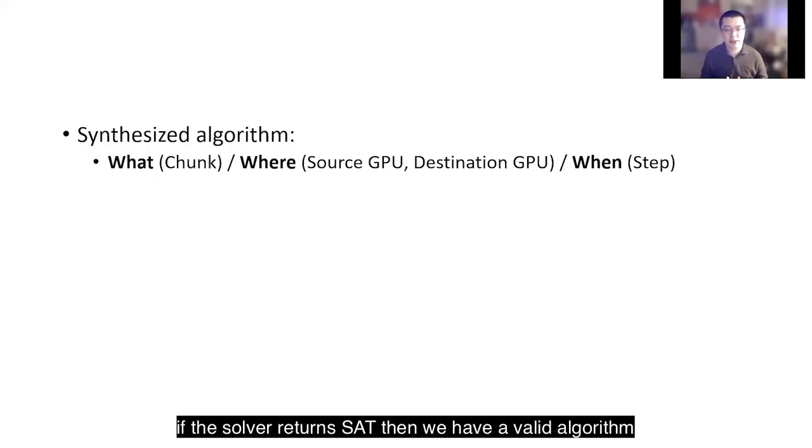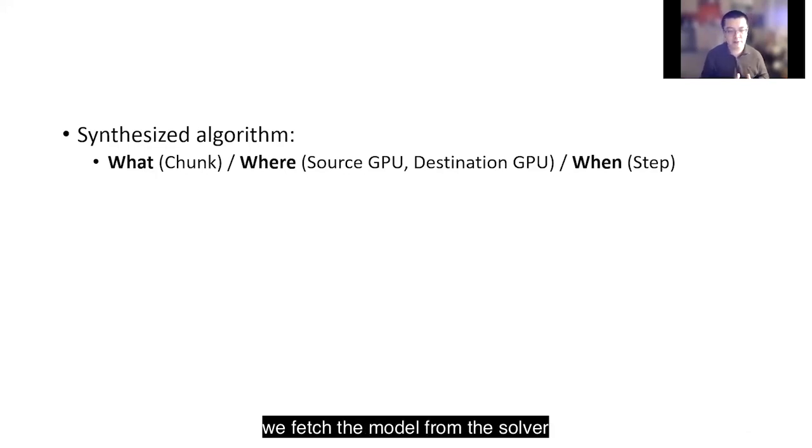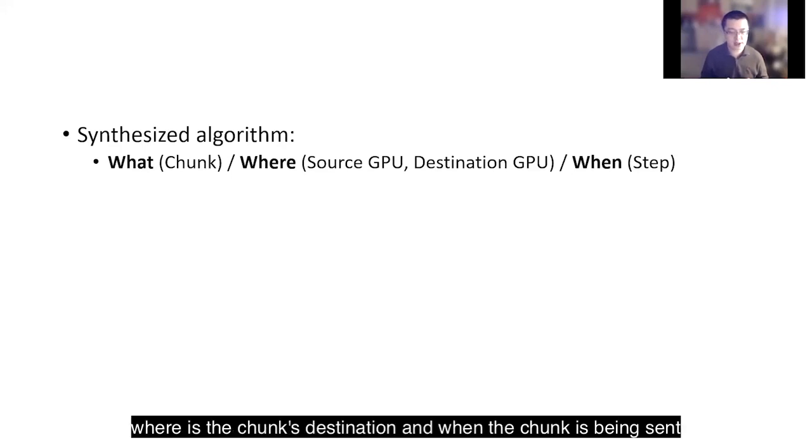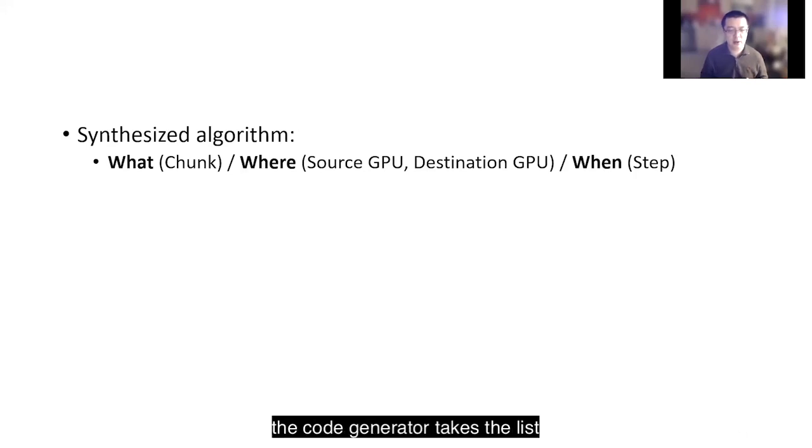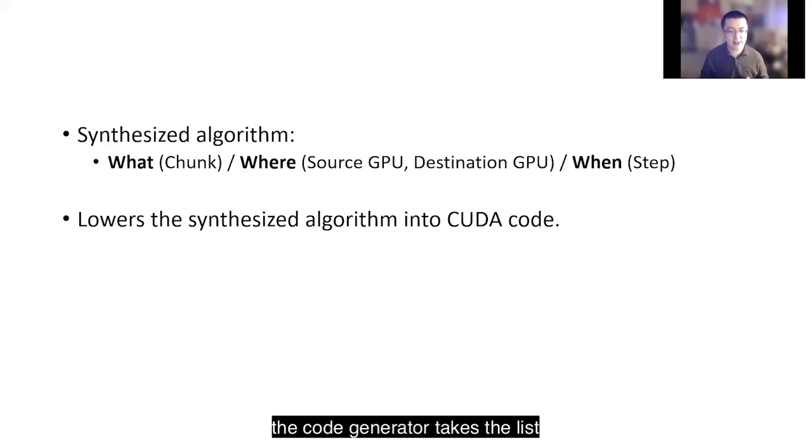If the solver returns set, then we have a valid algorithm. We fetch the model from the solver. The model consists of a list of transactions. Each transaction records what chunk to be sent, where is the chunk's destination, and when the chunk is being sent. The code generator takes the list and lowers the transactions into CUDA code.